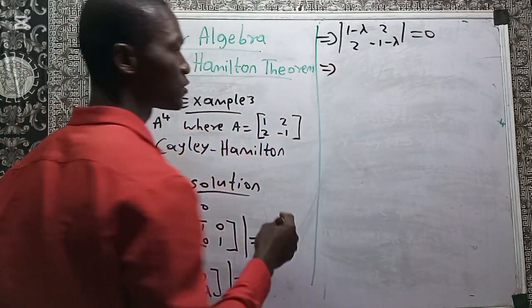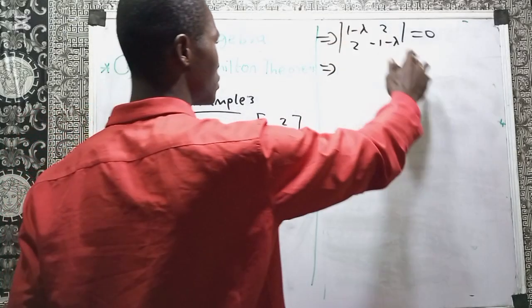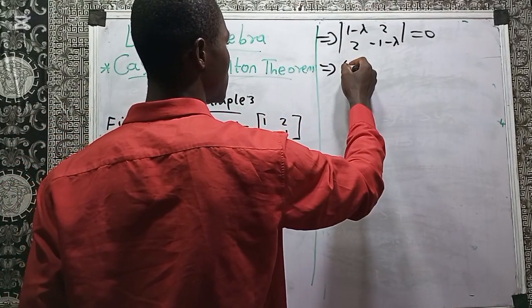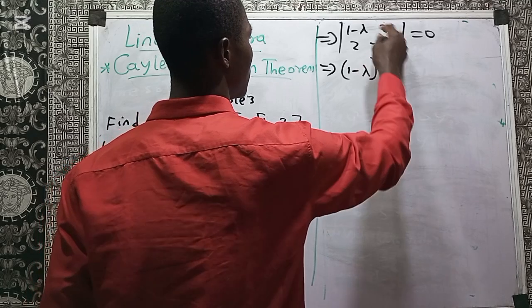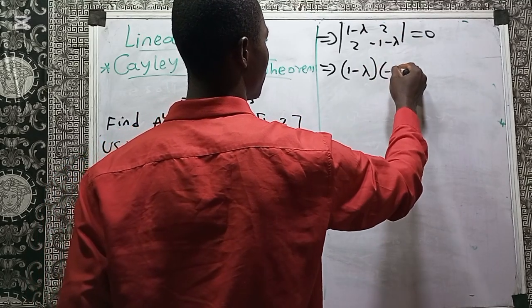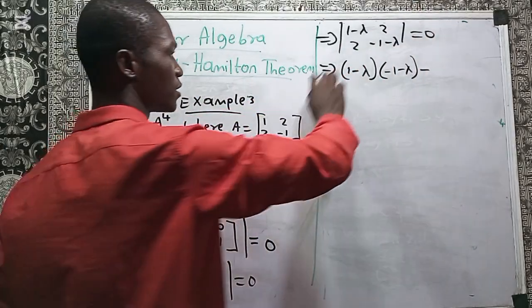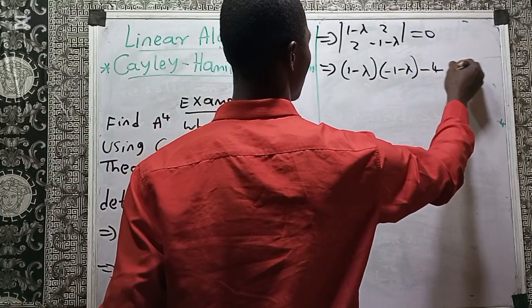So this implies, let's compute the determinant of this 2 by 2 matrix. How do you do that? Multiply the principal diagonal first. That's 1 minus lambda multiplied by negative 1 minus lambda. Then you subtract the product of the other diagonal, 2 multiplied by 2, 4, equated to 0.